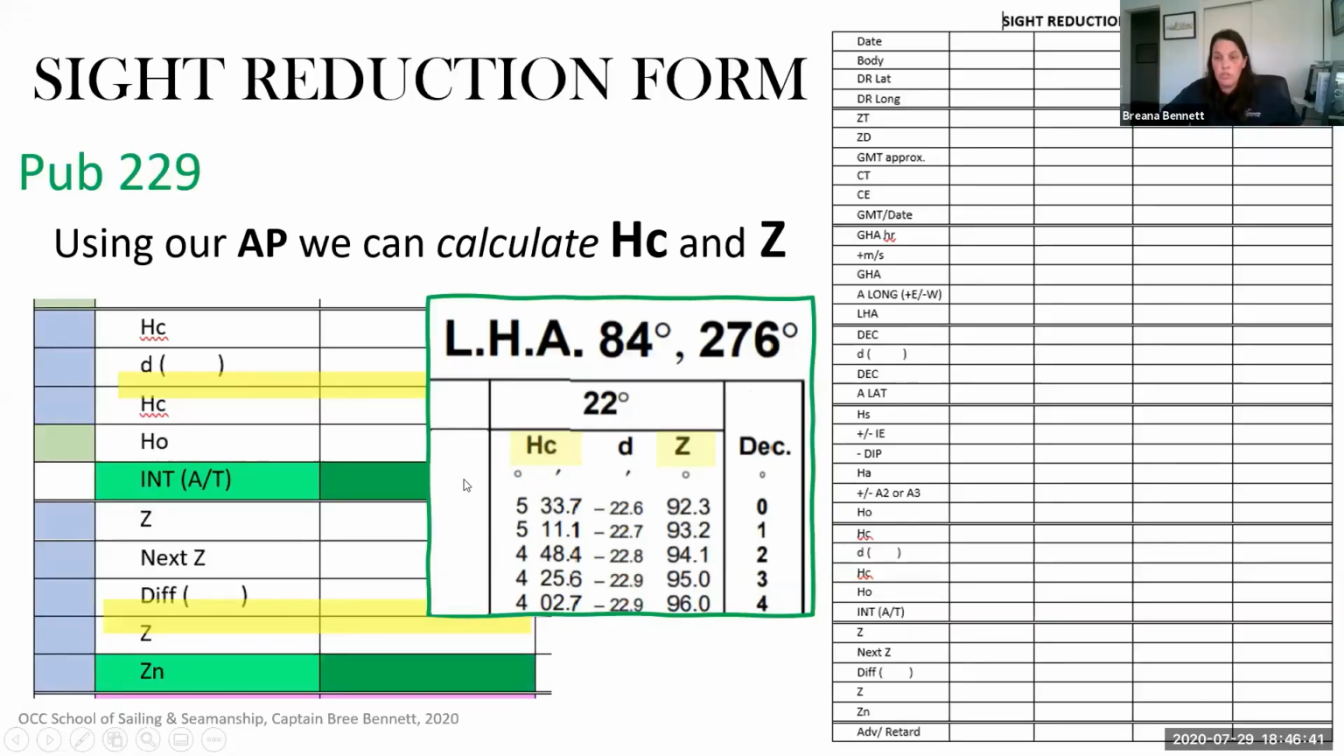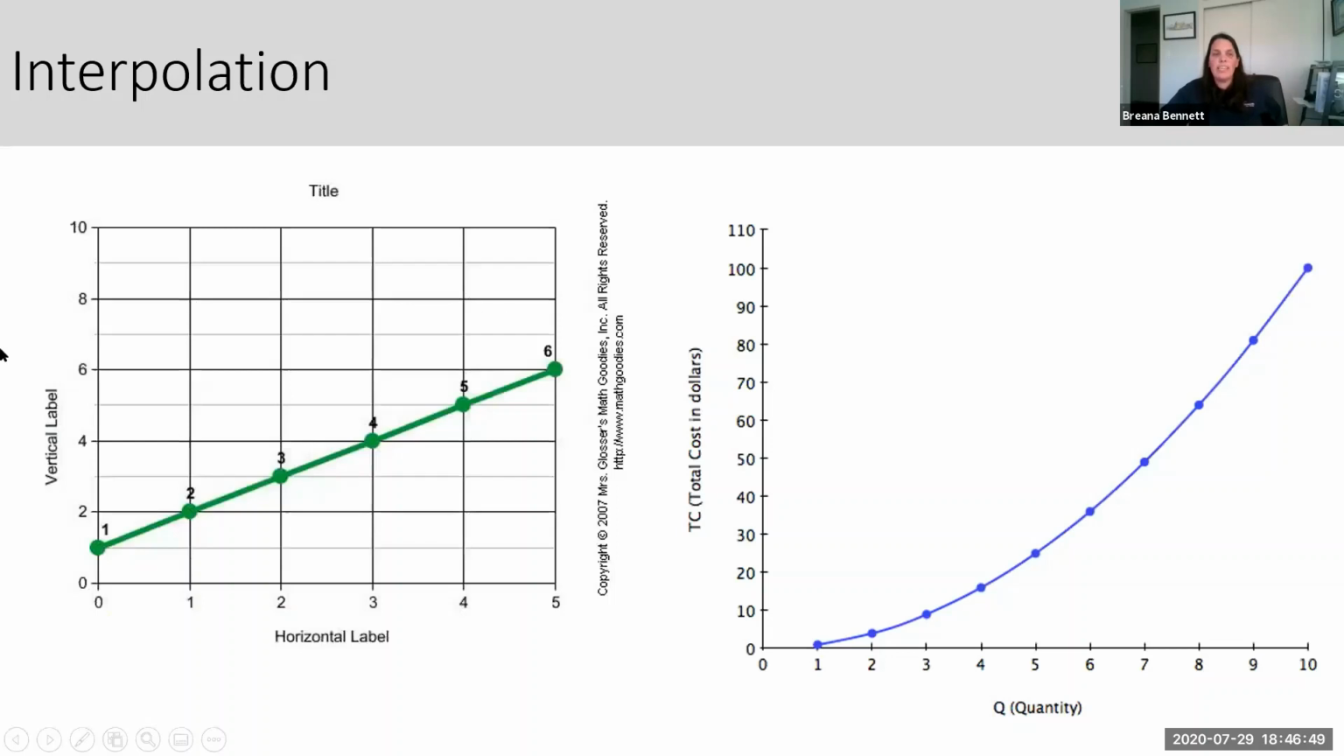Okay, so those are the two things we are getting from our 229, our HC and our Z. Now how we get there is interpolation. So now I'm not going to look at the book, and I'm just going to generally talk about what interpolation is.